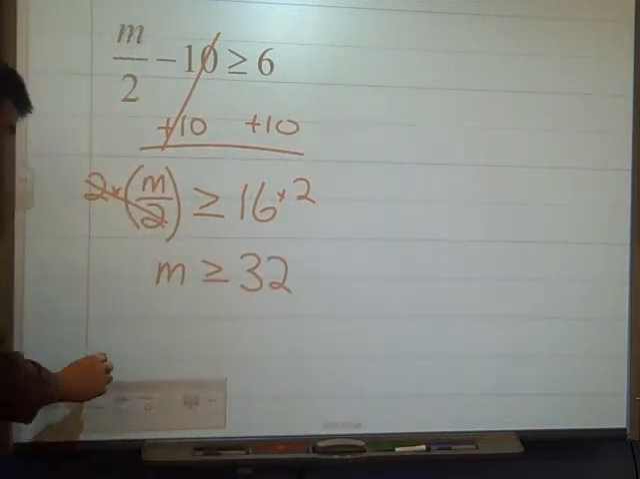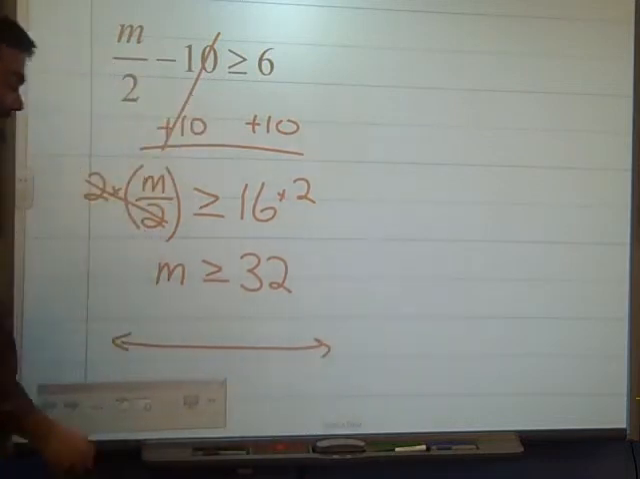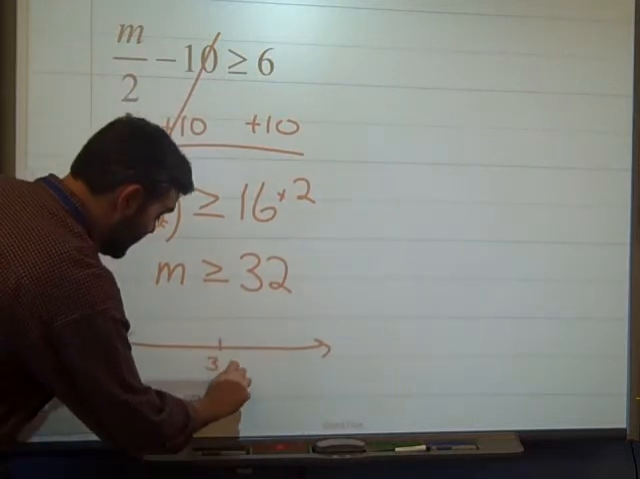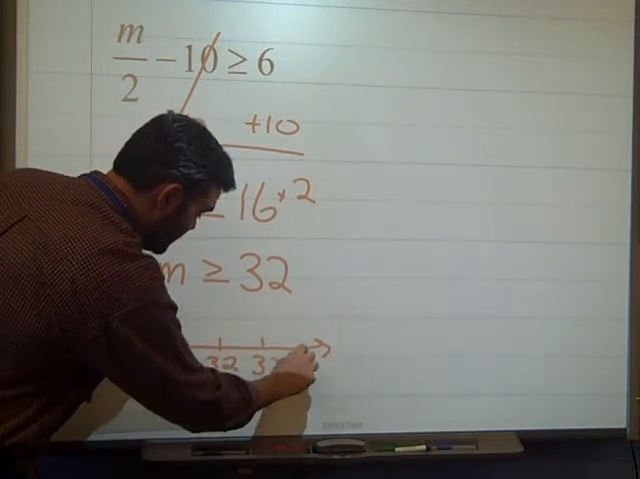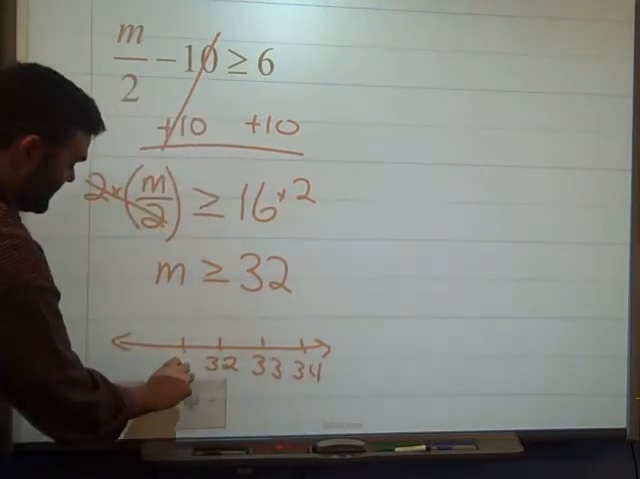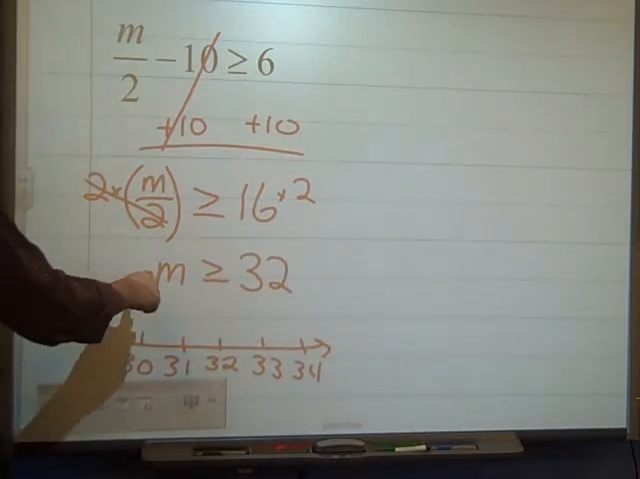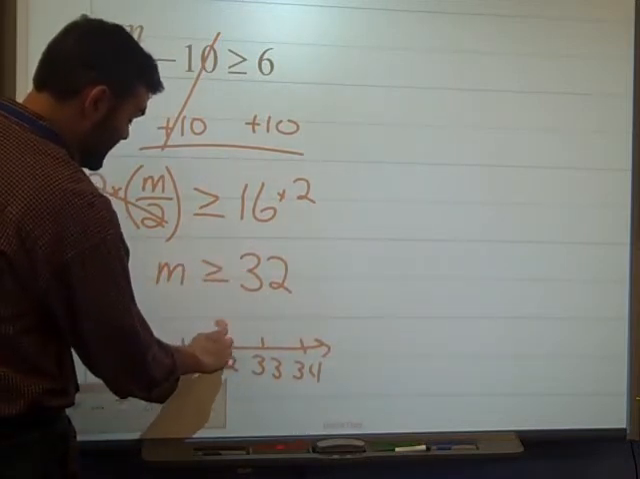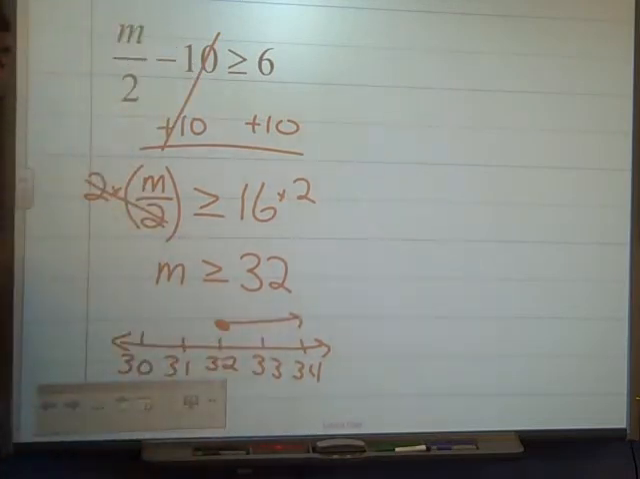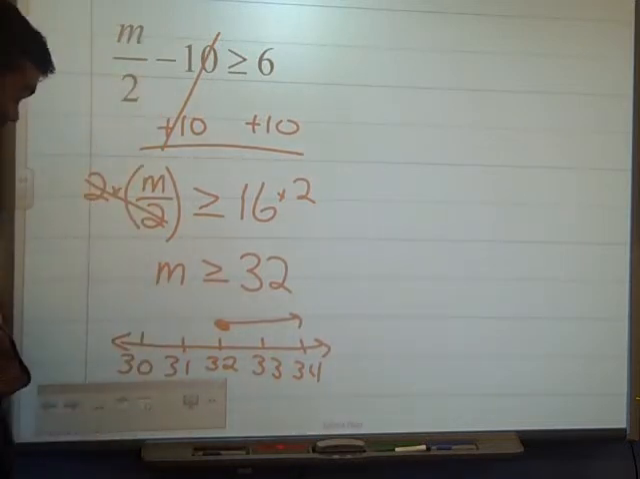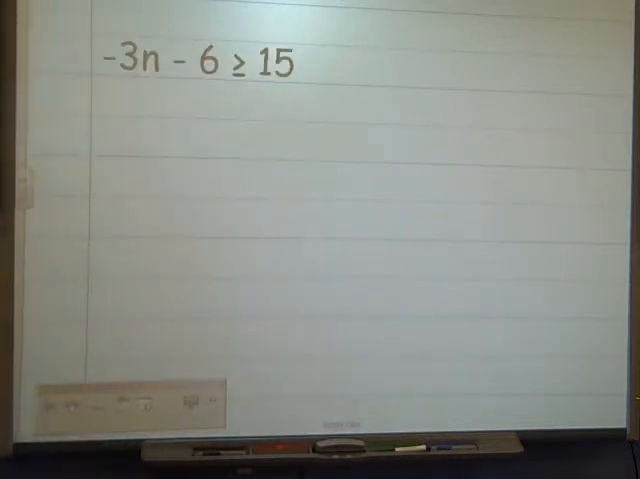Wow. On our number line, we're not going to start at 0 because I don't want to go all the way to 32. What we know is we need a 32. So let's put a 32, a 33, 34, and we'll go back 2 more as well. Because m is greater than or equal to 32, that's a solid dot, and everything greater than. So we've solved it and graphed it. All right, here's one tricky one.